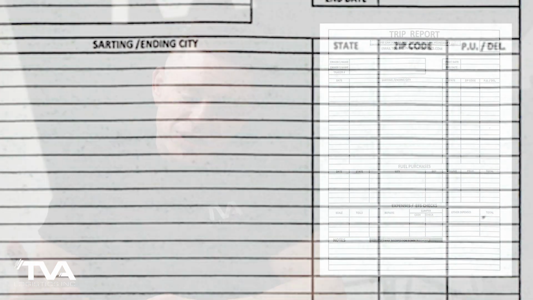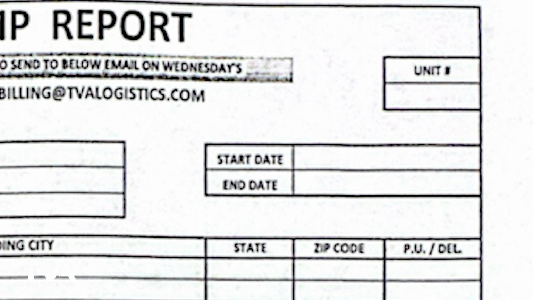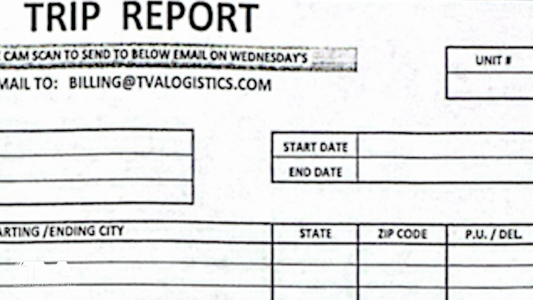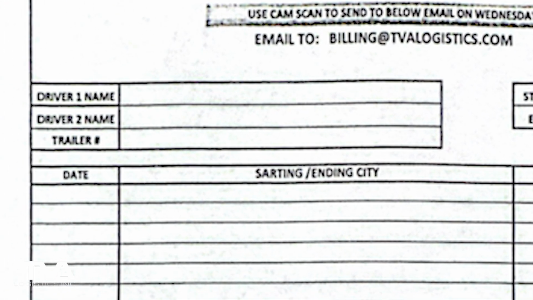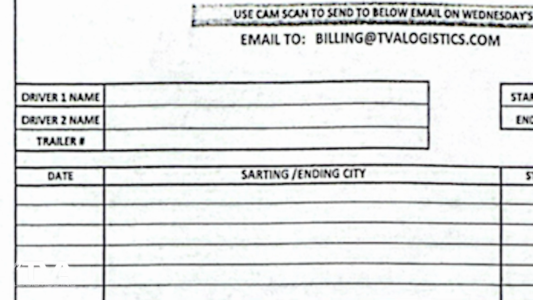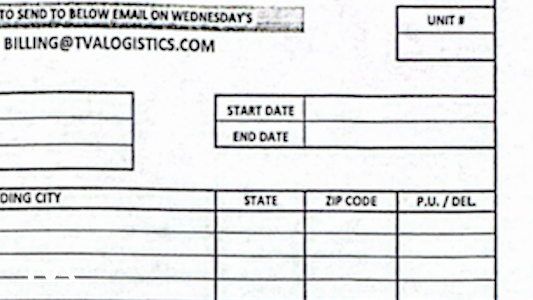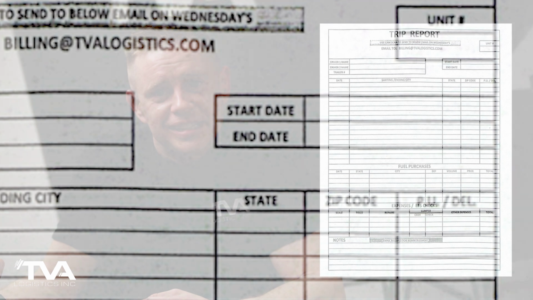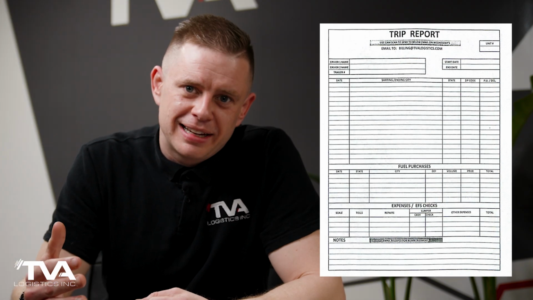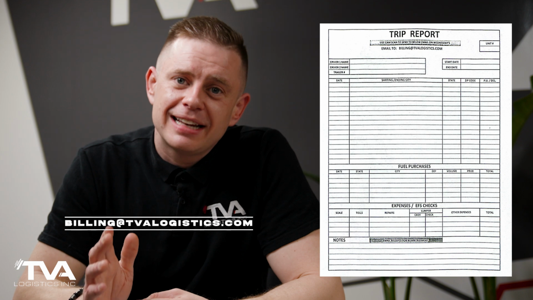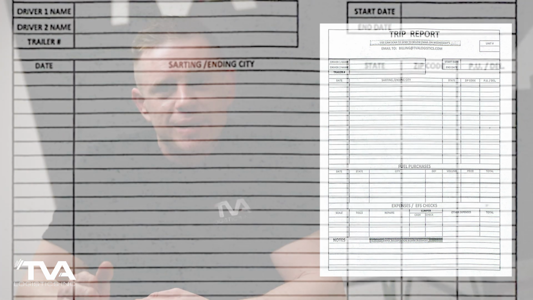At the top of the page, you'll see a section where you can put in your truck number. Going down the page, you'll have your name, your co-driver's name if you're a team, and any trailers you've used for that week. On the right-hand side, you'll see start date and end date. Remember, TVA Logistics pay periods start on Thursday and end Wednesday. Make sure you have your trip report sent in to billing@tvalogistics.com no later than Wednesday at 5 p.m.